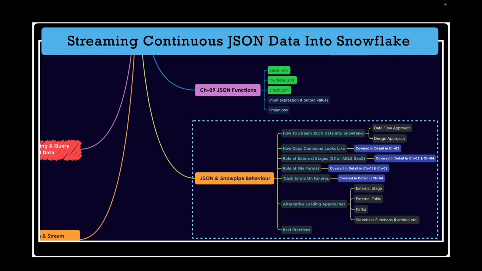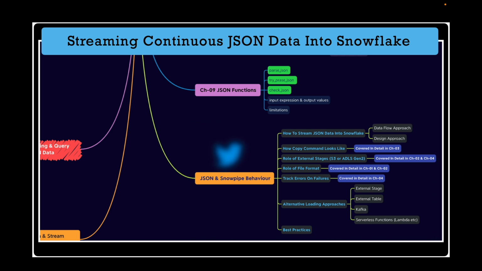Tracking errors in case of a failure when ingesting continuous data, alternative loading approaches versus using Snowpipe way of ingesting continuous data, and some of the best practices to make sure that you build a robust and resilient data pipeline to process continuous JSON data. We will use a Twitter data feed for this example, and this is one of the common use cases in the data engineering domain.